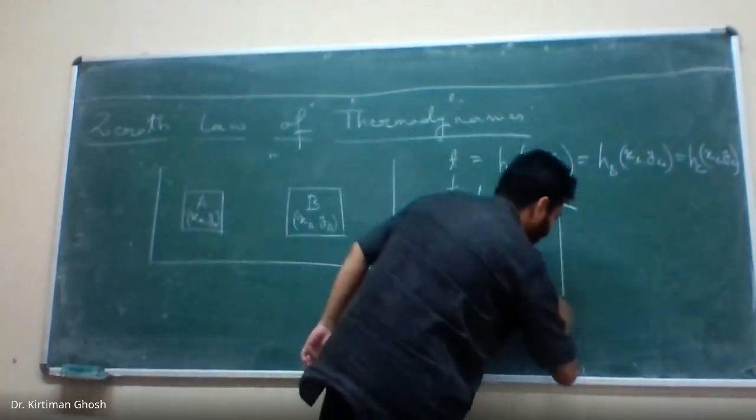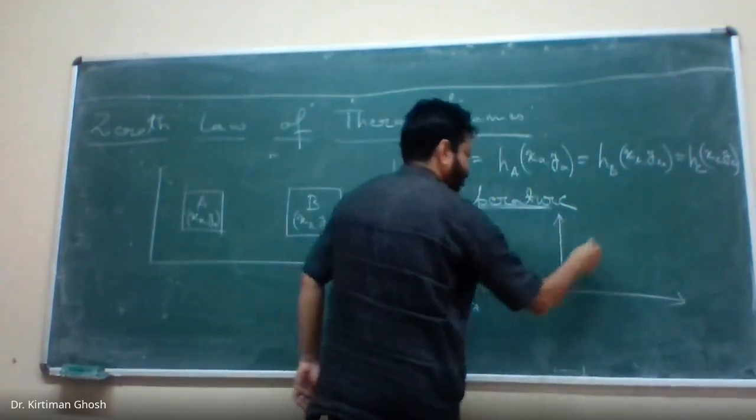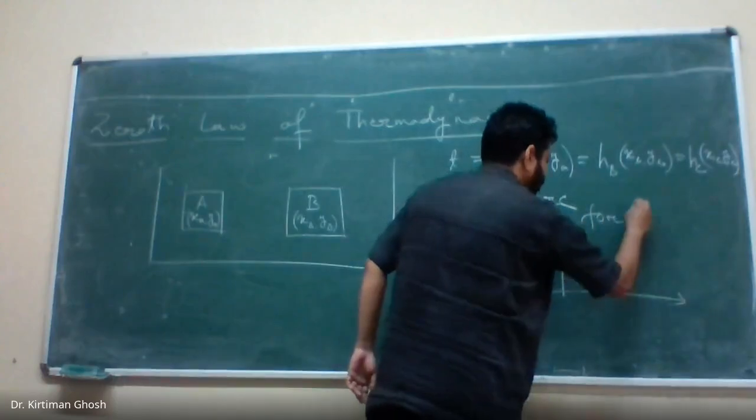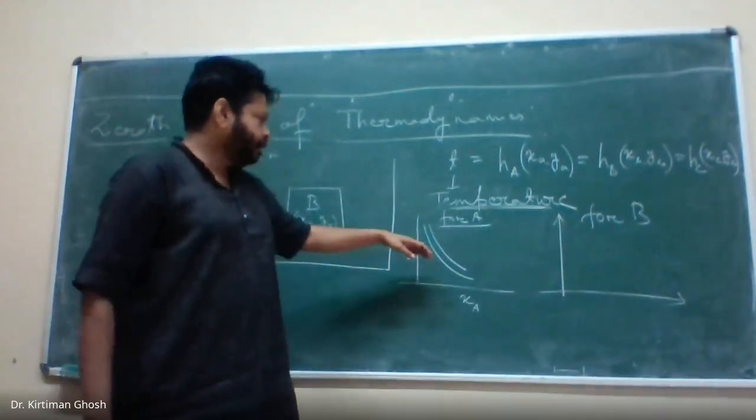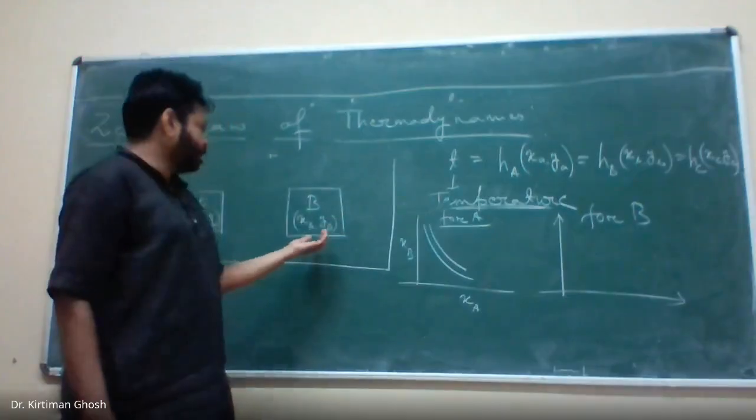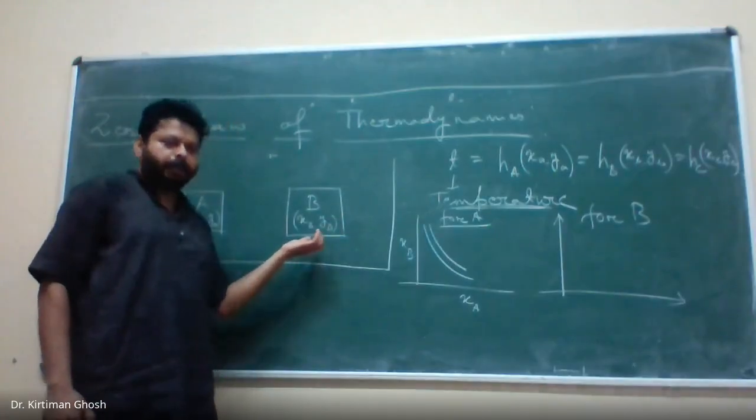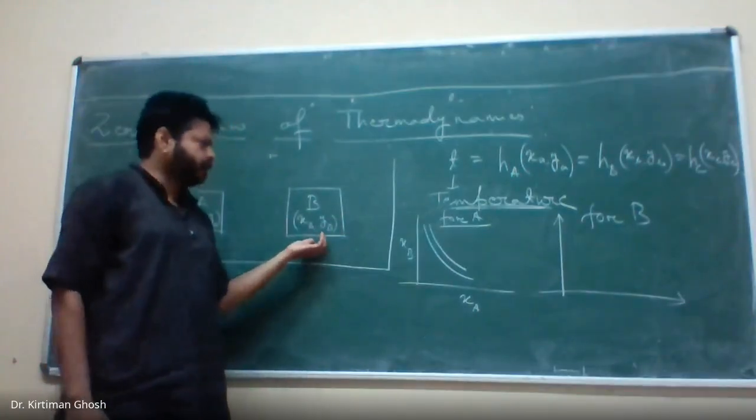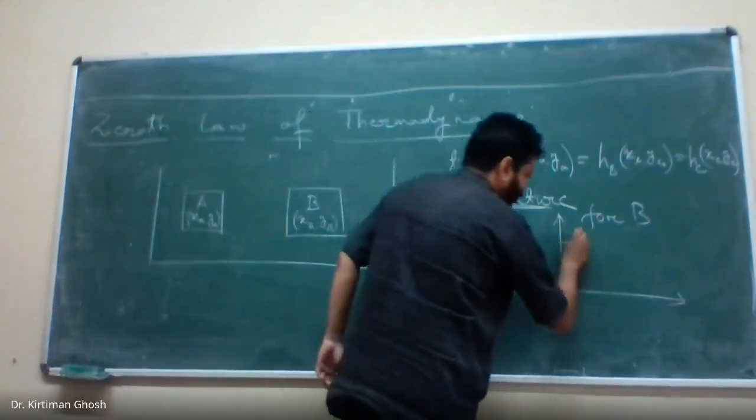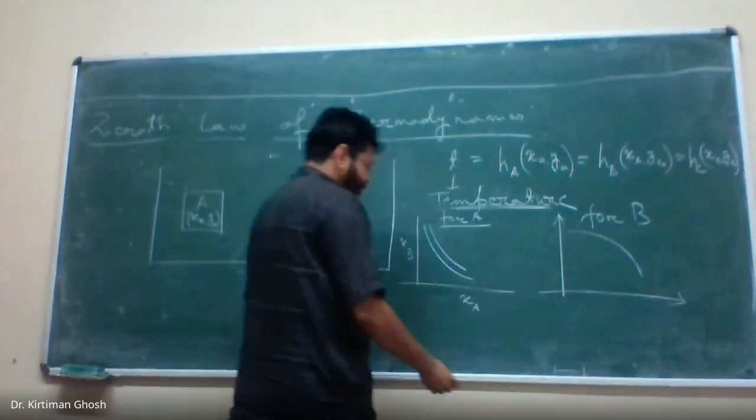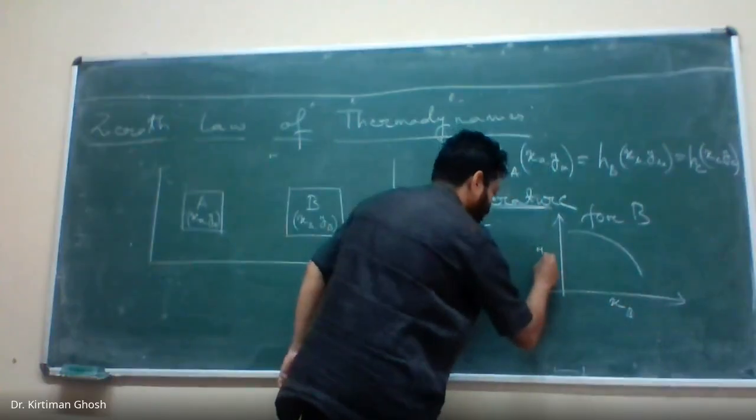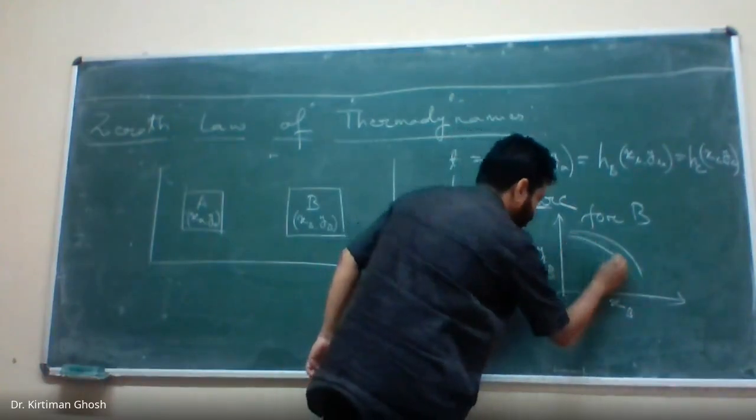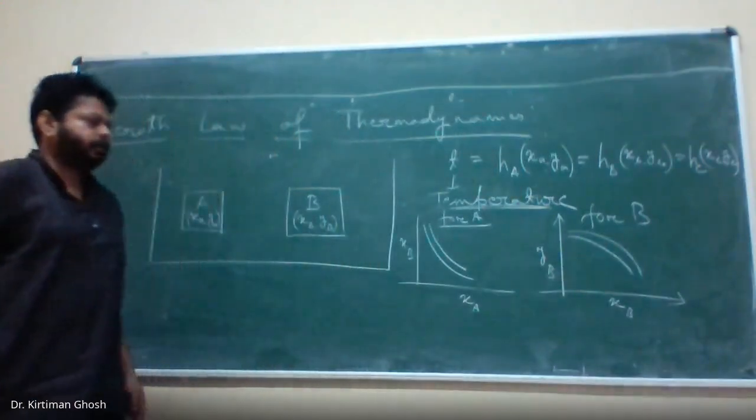Similarly, for system B, I will have a line which corresponds to a particular temperature for system B, a particular thermal equilibrium condition for system B. That line would be very different from system A. System B would be very different from system A. But the point is that you will have these lines.